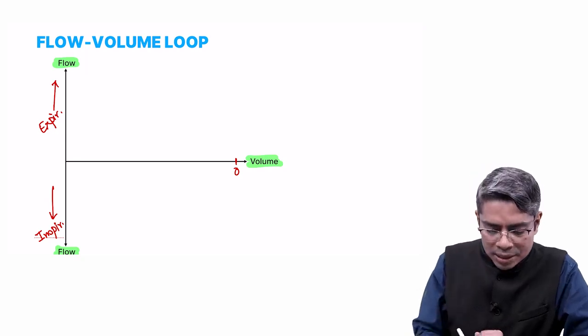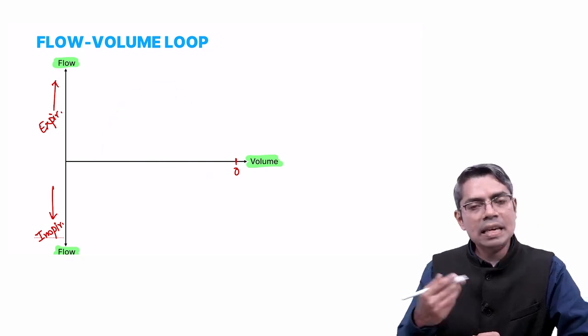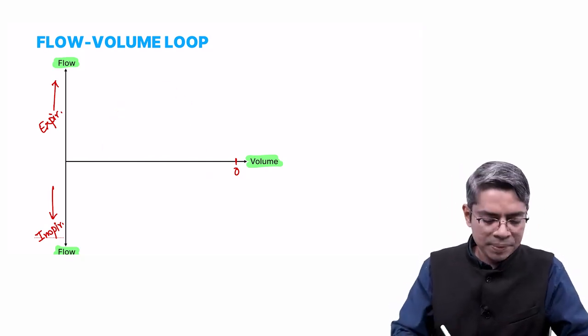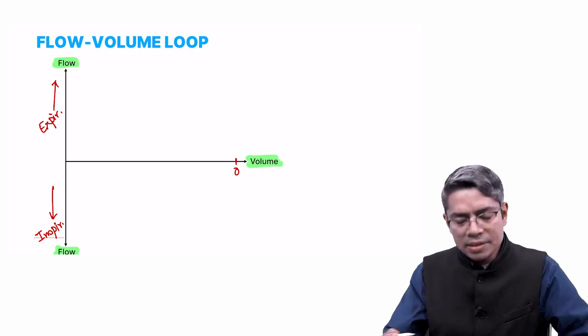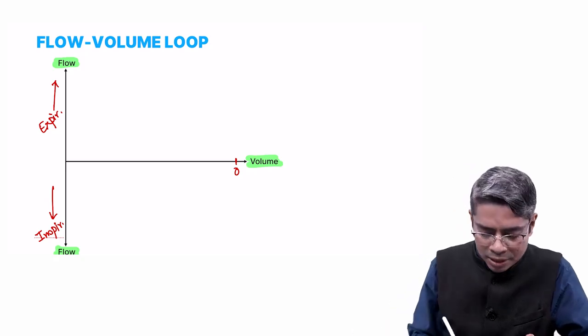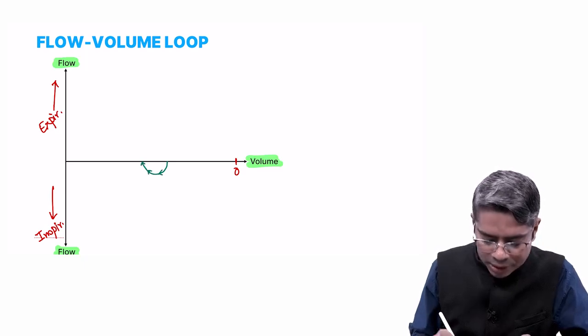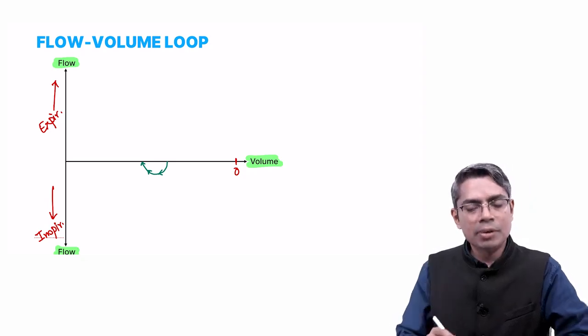Okay, so below this x-axis, the inspiratory recording will be there, and above this x-axis, the expiratory recording will be there. Now, in this system, if you ask the subject to take a normal inspiration and expiration, the curve will look like this. What is the meaning of this curve? Everybody try to look at.